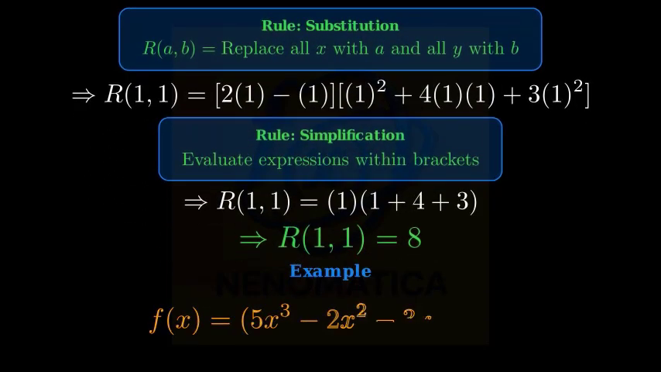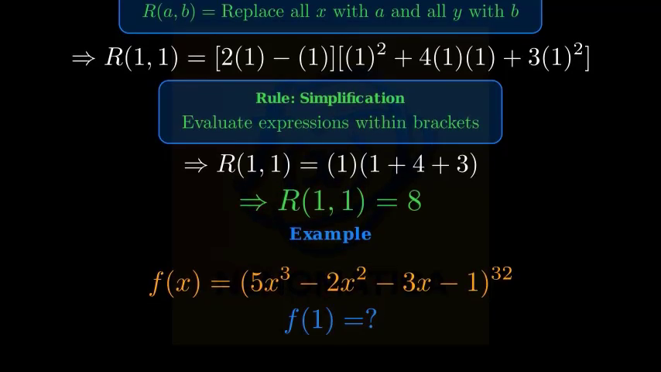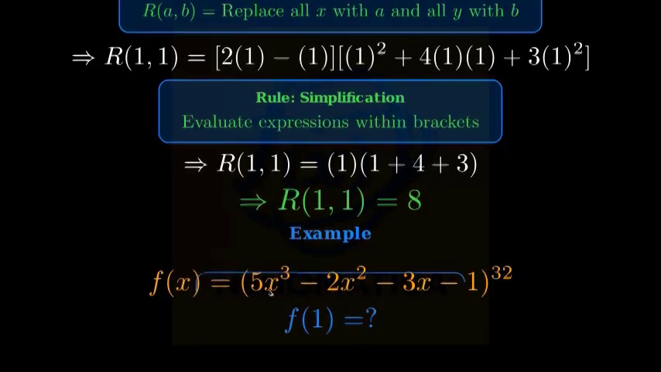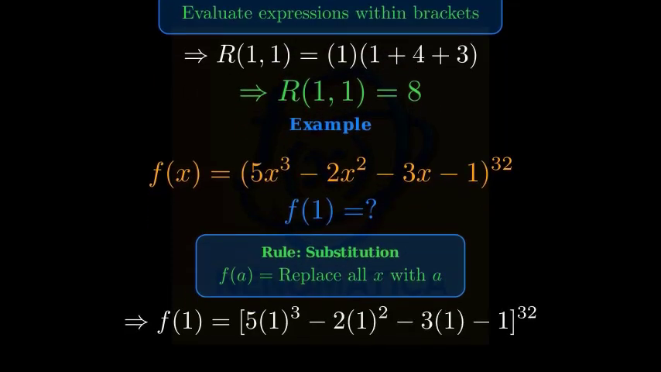Now, let's look at another example. We have a function f of x, which is 5x cubed minus 2x squared minus 3x minus 1, all raised to the power of 32. We need to find the value of this function when x equals 1. Let's evaluate this step by step. First, we substitute the value x equals 1 into our function. The expression becomes 5 times 1 cubed minus 2 times 1 squared minus 3 times 1 minus 1, all raised to the power of 32.